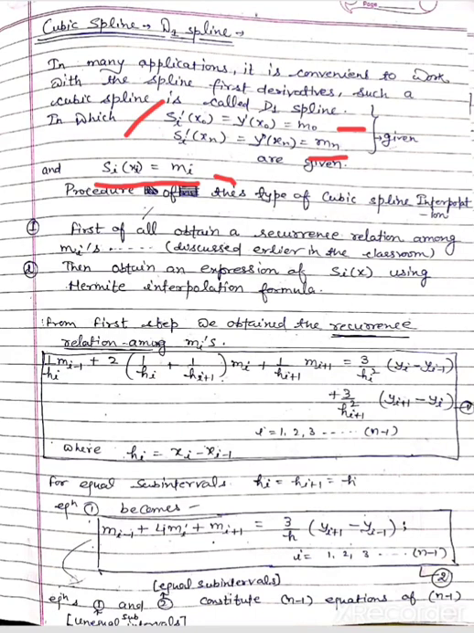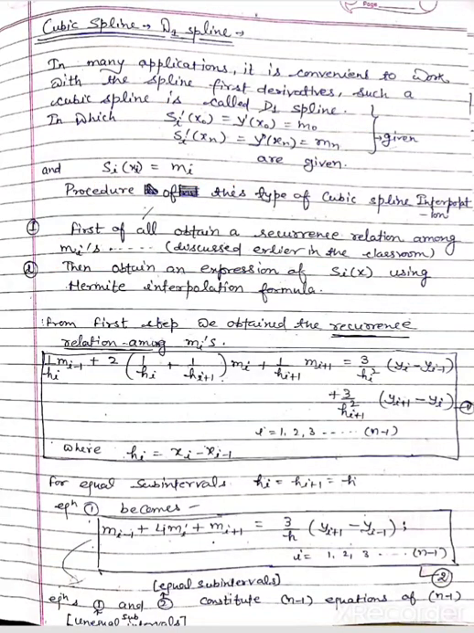The procedure of this spline method consists of two steps. First step is, first of all, obtain a recurrence relation among mi's, and then by solving the equations obtain the value of mi's.